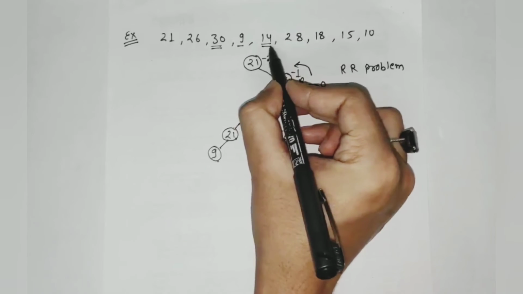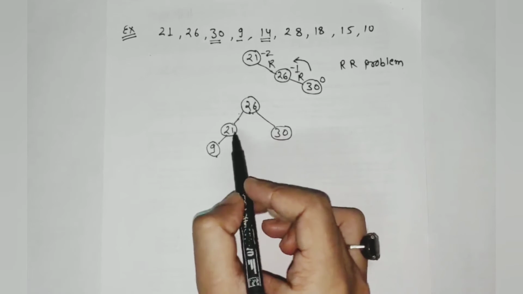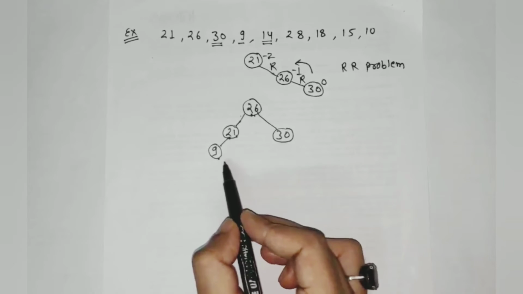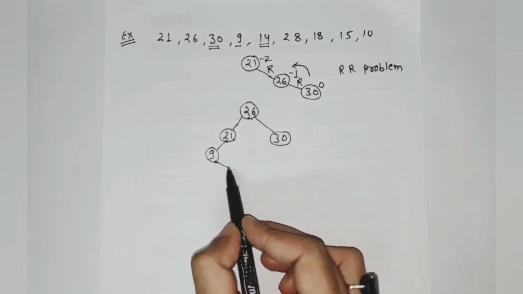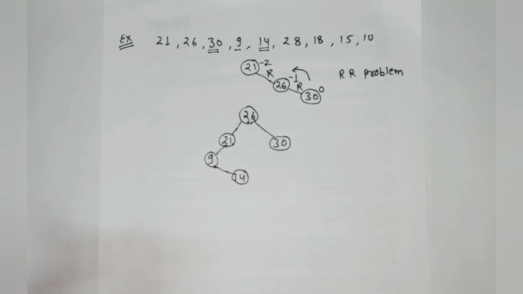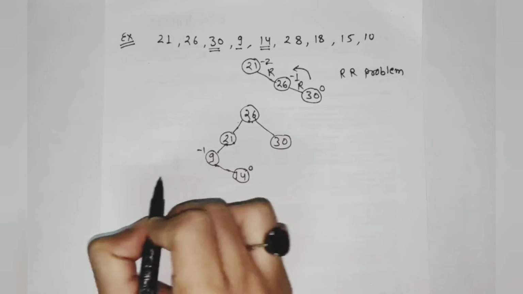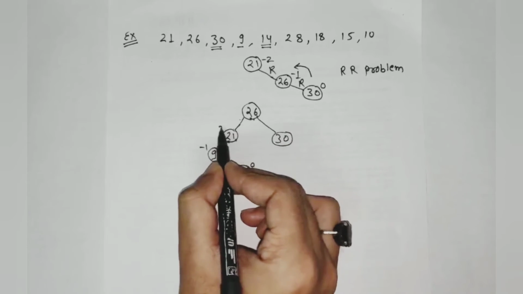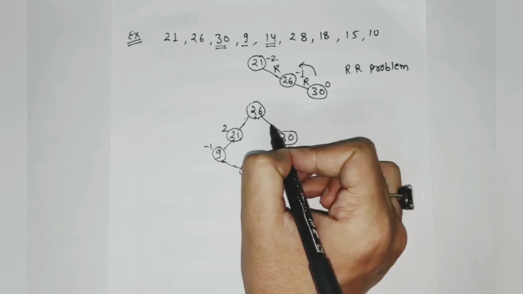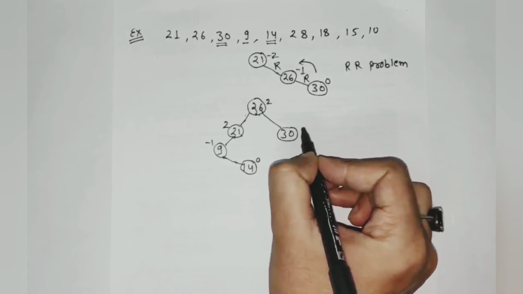After that we need to insert 14. So 14 is less than 26, less than 21 but greater than 9. So 14 will be on the right side of 9. Now again we will check the balance factor. So balance factor of this node is 0, this node is -1 and this node is 2 and this node 1, 2, 3 and 3 minus 1 is 2. So for this node is 2 and this node is 0.